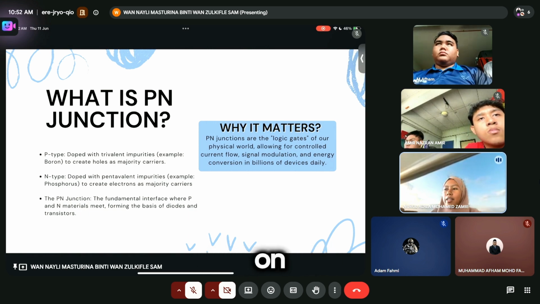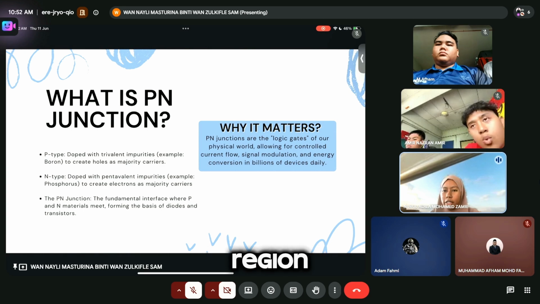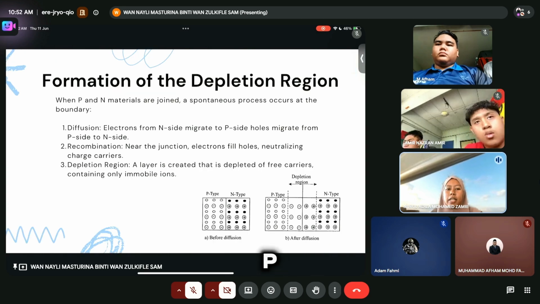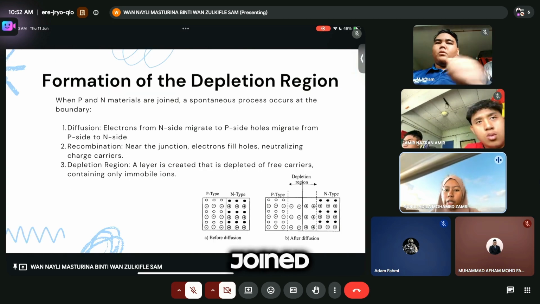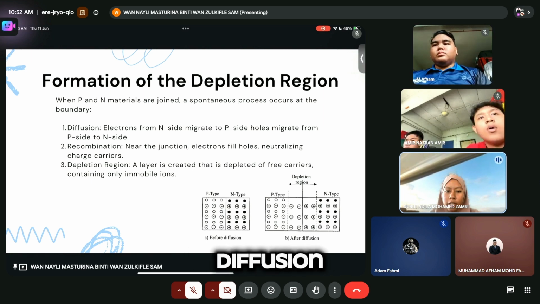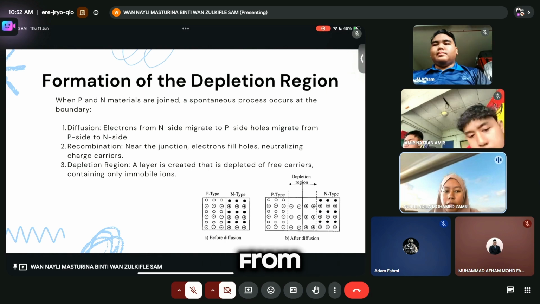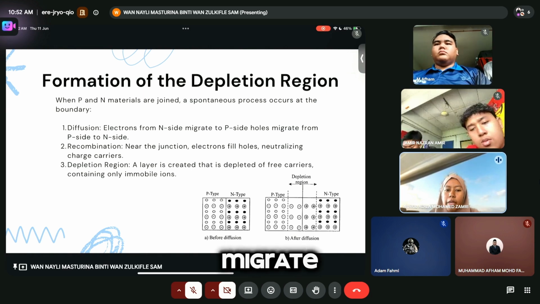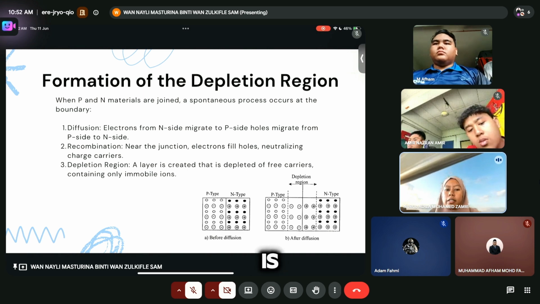Now let's move on to the formation of the depletion region. When P-type and N-type materials are joined, a spontaneous process occurs at the boundary between them. The first process is called diffusion. During diffusion, electrons from the N side migrate to the P side, while holes from the P side migrate to the N side. Next is recombination.